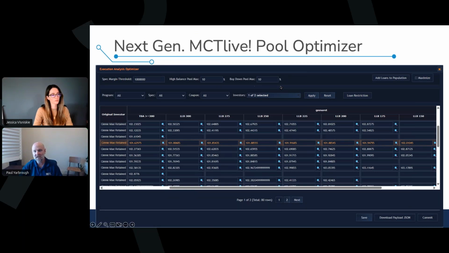Then, there are these other constraints here, and we've got more to come as well, like you can see them on the screen. High balance, that's the most popular one, right? We came out, FHFA says you've got no pool, no kind of multi-issuer or major pool can be more than 10% high balance.